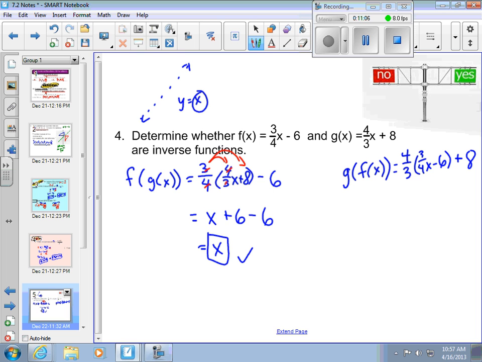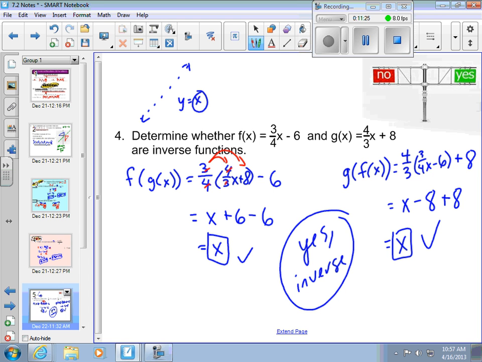Again, distribute. If we distribute, 3/4 times 4/3 x is going to be 1x, or just x. 4/3 of 6 is 8. If we simplify, this one also equals x. So yes, these are inverses. These are inverse functions.